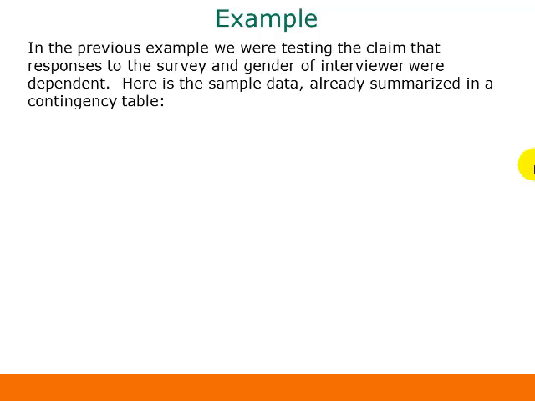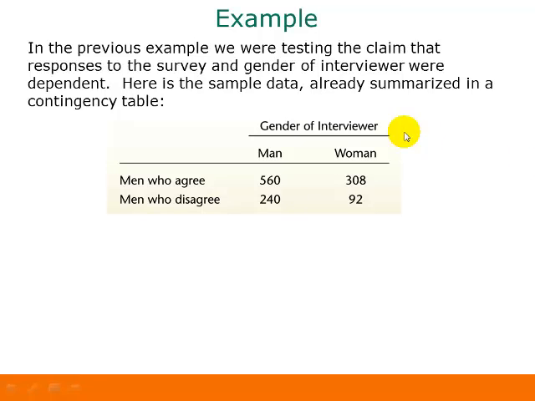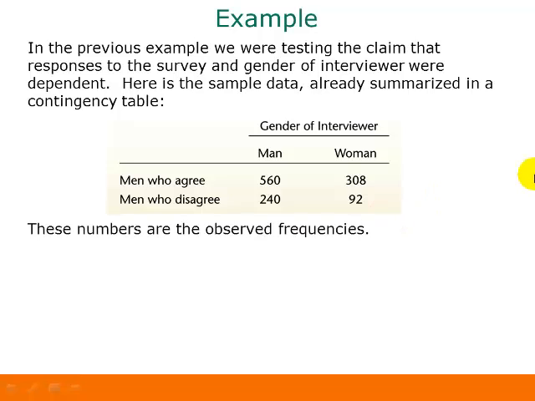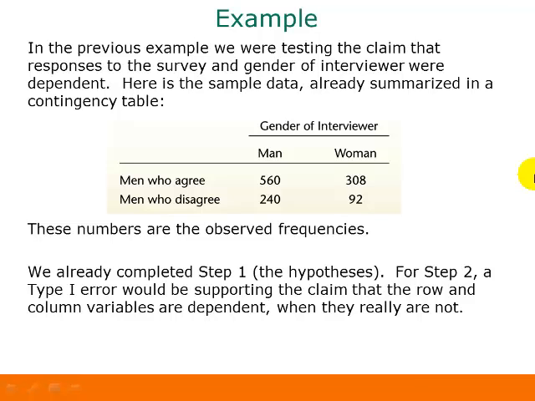Now let's go back to our example about the responses to the survey question and the gender of the interviewer. Here's sample data that's already summarized in a contingency table. So we have the gender of the interviewer, either man or woman, and the men, this is about the men who were surveyed, the ones who responded that they agree with the question, and those who disagreed. The numbers in this table come from our sample, so this is sample data, so these are the observed frequencies. And we already completed step 1, the hypotheses.